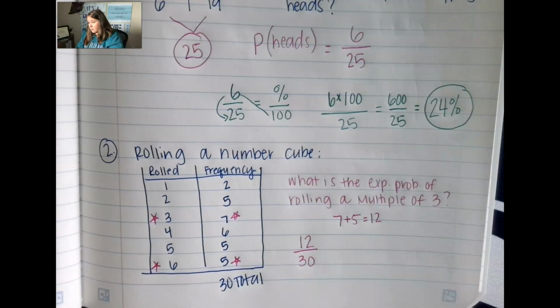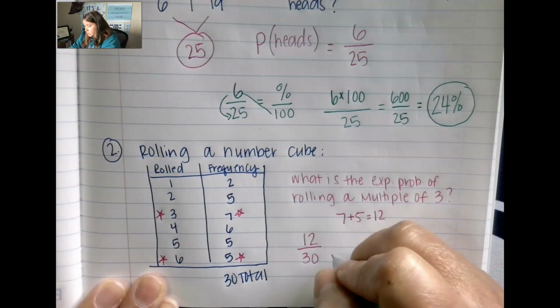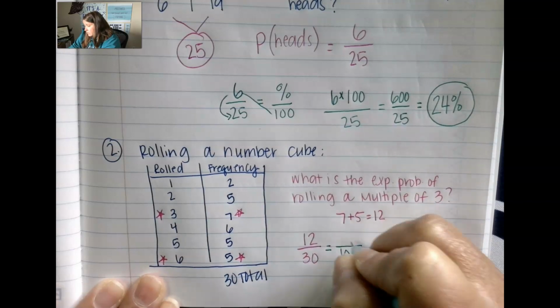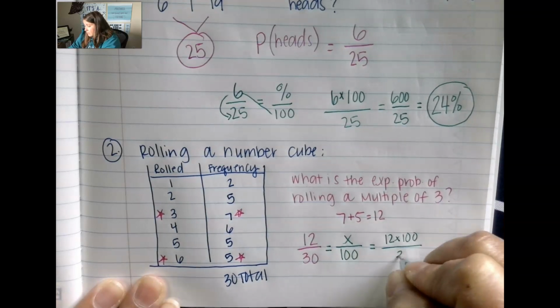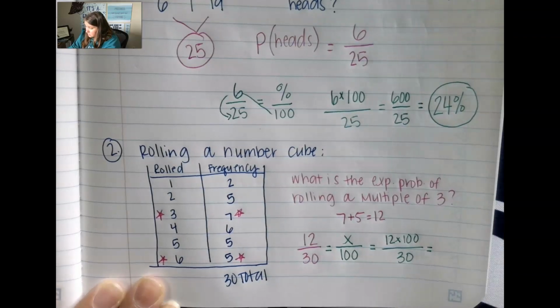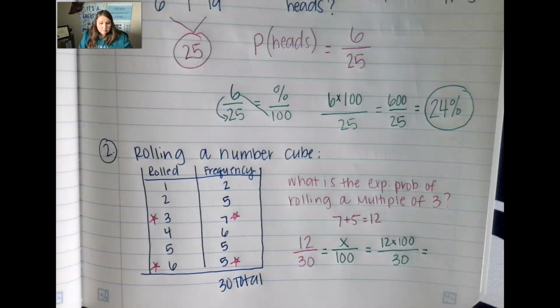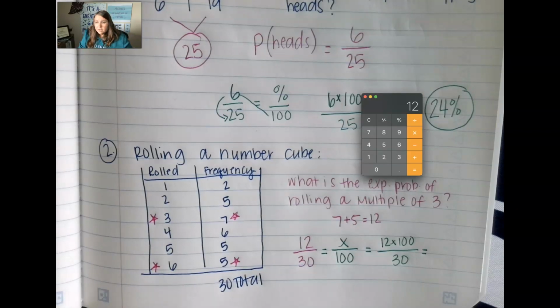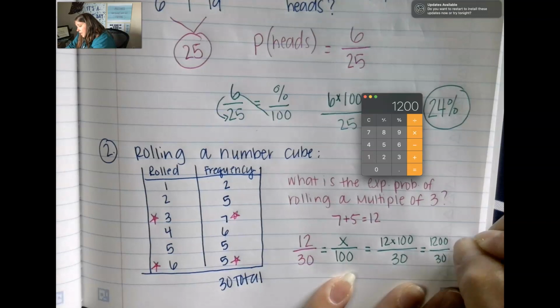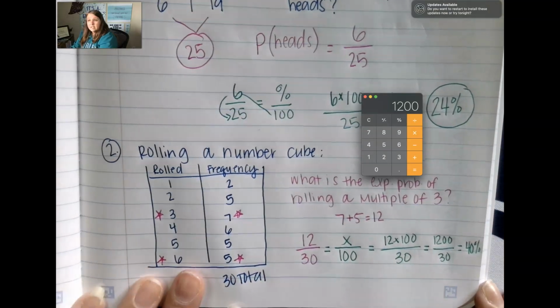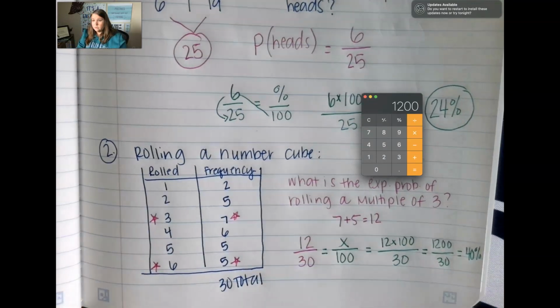Now, when we did 12 out of 30, we're going to come back up here and do the same thing to find the percentage. So 12 out of 30 is out of 100. We're solving for x. So 12 times 100 divided by 30 equals, we can even use our calculator here. So 12 times 100 is 1200 divided by 30, and that's going to give us 40%. So 40% is our total. So if we go like this, divided by 30, and that equals 40. So 40% probability of rolling, experimental probability of rolling a multiple of 3.